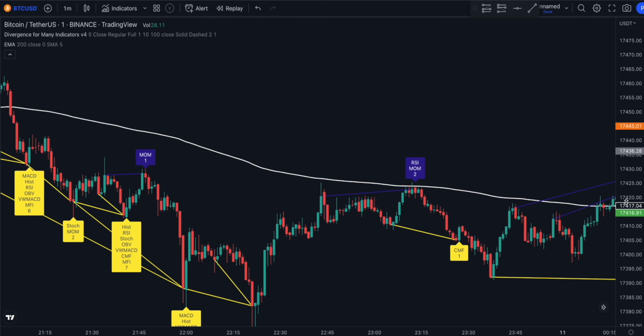Here's another great example for a short trade. We see the price action perfectly respected the EMA and the indicator found a bearish divergence on RSI and momentum.